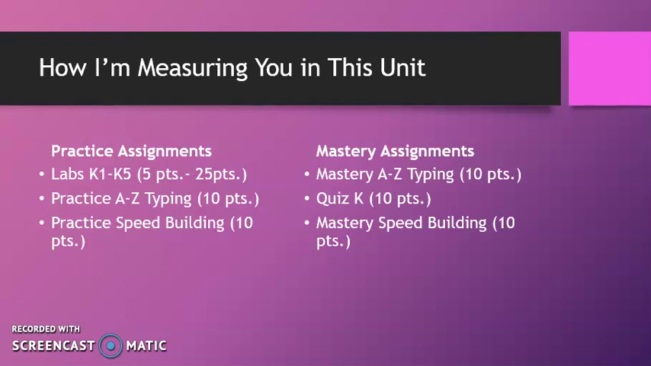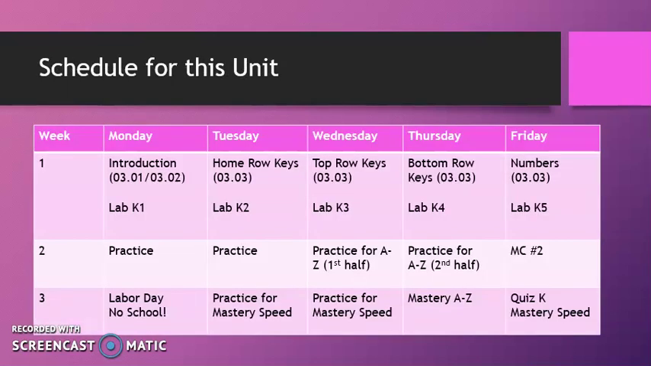Here's our assessments for this unit. Of course, we have our labs, practice A to Z typing, and practice speed building. And then for our mastery assignment, we'll have the quiz, as well as the mastery A to Z typing and the mastery speed building. Our schedule, we are on week 1, day 5, which we're going to be talking about numbers in the number row today.